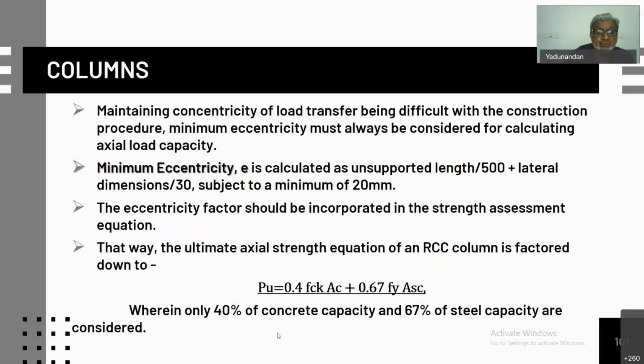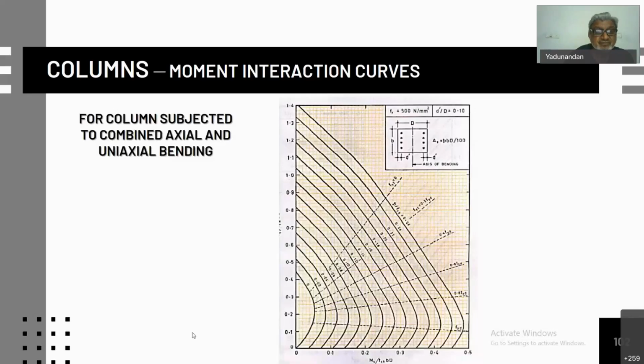And so you provide the reduction of column strength to such an extent. We make the standard equation 0.4 fck Ac plus 0.67 fy Asc, where you see only 40% of the concrete capacity and 67% of the steel capacity are considered in taking the strength to account for the eccentricity factors, and some minimum eccentricity is considered in the design.